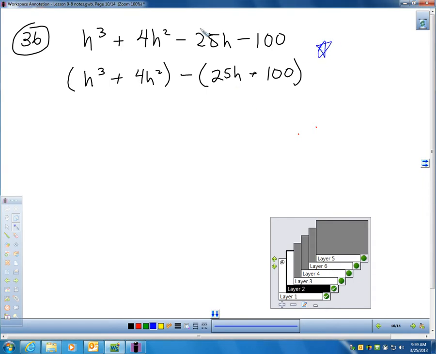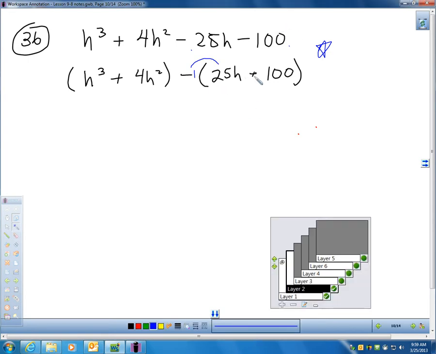When you're grouping, look here carefully. When I put parentheses here, I have to change the sign, and here's why. There's a negative 1 out front. If I do not change the sign, I screw it up, because isn't negative 1 times 25h, doesn't that get me back to negative 25h like it was in the beginning?